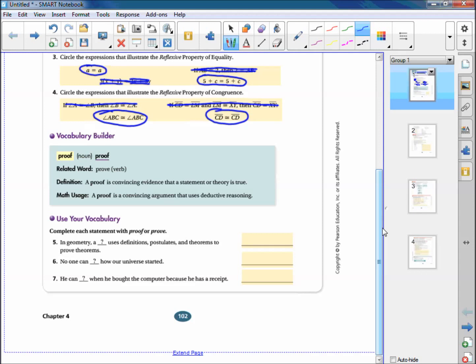All right, complete each statement with proof or prove. In geometry, a proof uses definitions, postulates, and theorems to prove theorems. No one can prove how the universe started. And he can prove that he bought a computer because he has the receipt.